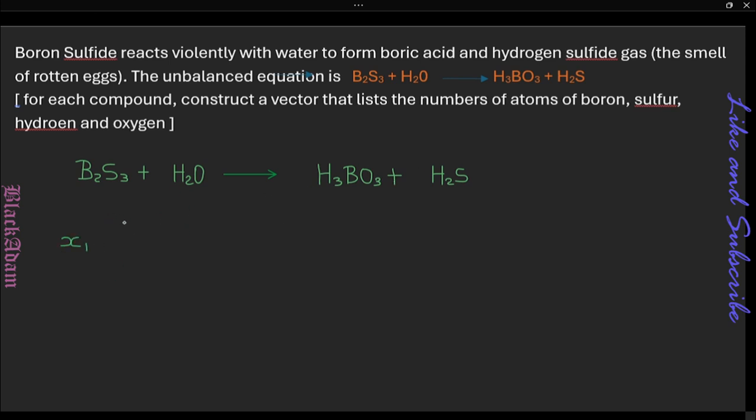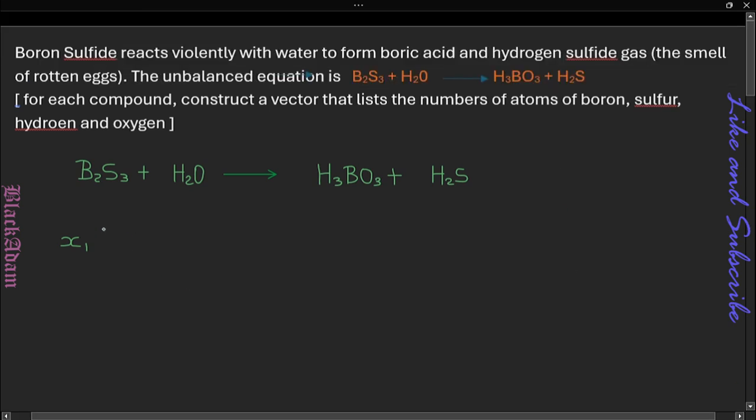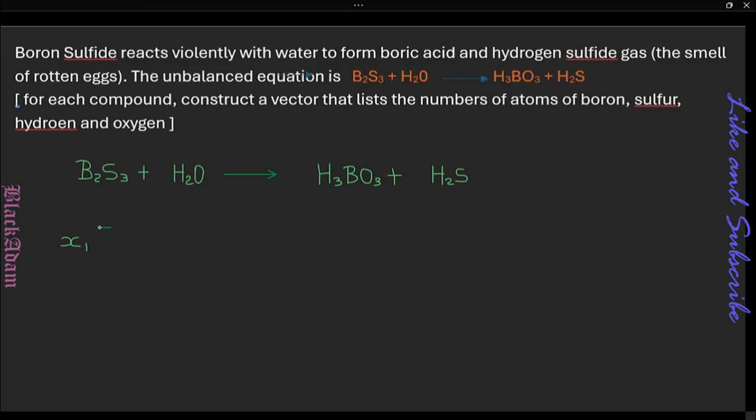So we're going to say x1 is equal to the number of atoms in the barium sulfide, boron sulfide. Remember, it is going to be 2, 3, 0, 0, where the 2 is for barium, the 3 is for sulfide, 0 is for hydrogen, and another 0 is for oxygen. And we have x2 there, which is going to represent water. So 0 for barium, 0 for sulfide, and 2 for hydrogen and 1 for oxygen.